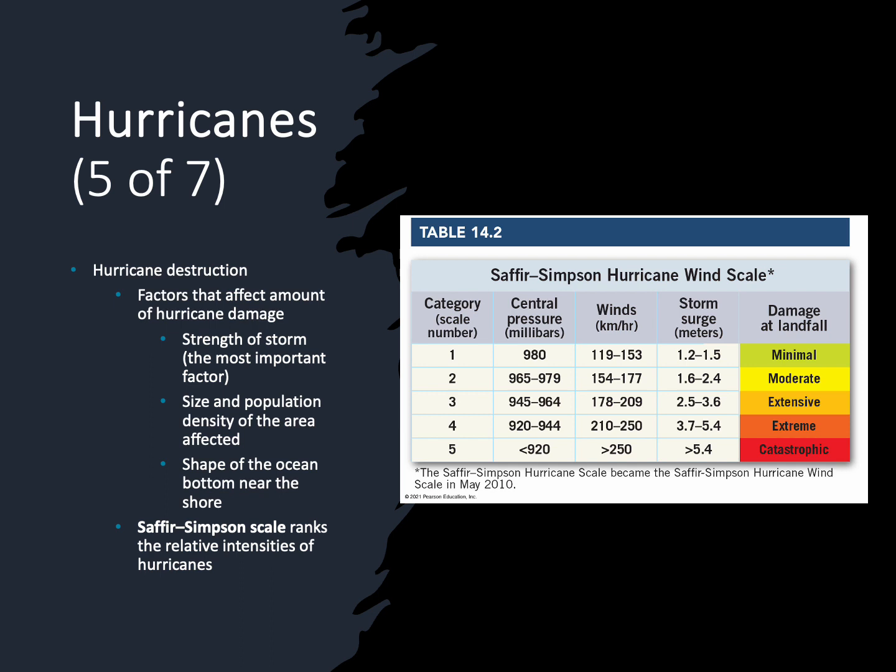But there are other factors that affect how much damage happens in addition to the intensity of the storm. Another really important factor is going to be the size and the population of the area where this hurricane made landfall. If we're in an area that's more populated, it's going to do more damage because there's more people and more buildings within that area. But the shape of the seafloor near the beach is also going to be important. We'll see that if it is gently sloping, that hurricane is going to be able to do more damage.